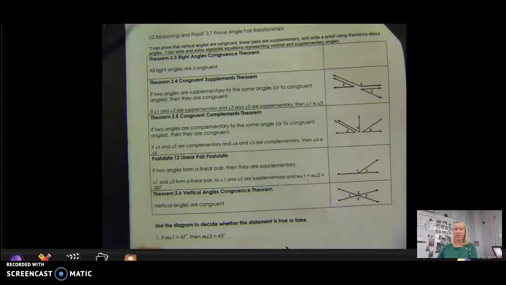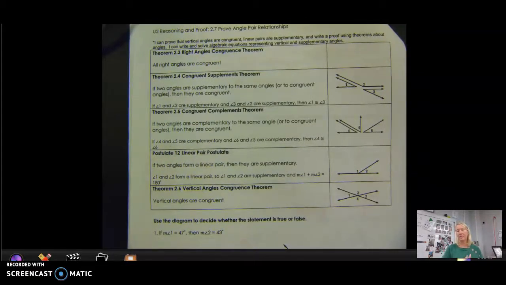Okay, here we go into 2.7. This is the last section of notes in Unit 2. You guys will be taking a test before Thanksgiving break, so just as an FYI on that. We are in a proof section, so I want you to make sure that you have this supplemental sheet out so that you can use this as a reference guide.